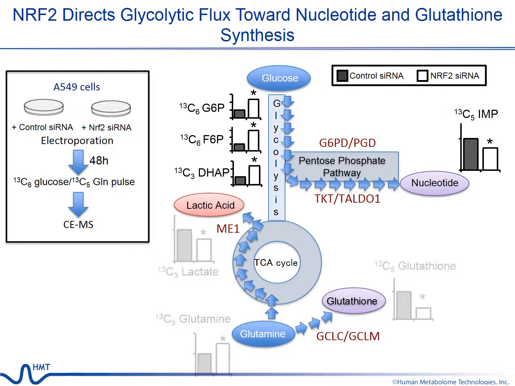When C13 glutamine was used, you can see the reduction of lactate and glutathione accompanied by the increase of glutamine. This suggests that NRF2 promotes both glutathione synthesis and glutaminolysis, leading to lactate production, as well as de novo purine synthesis.